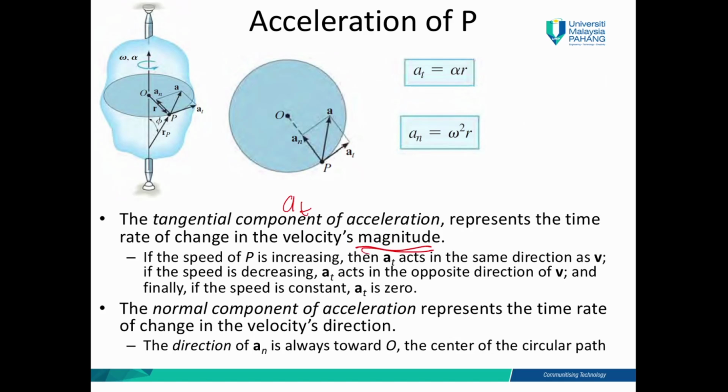And what about the normal component of acceleration, or AN? So AN here represents the rate of change in the velocity direction, which is why it has a relationship with your radius. And the direction of AN will always be towards O, which is the center of your rotation.